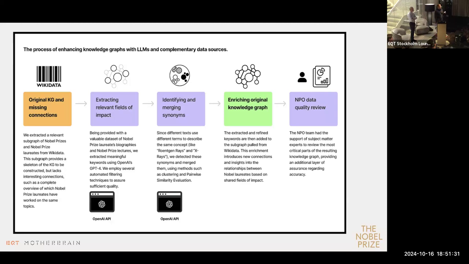And this is why we realized we want to identify these different words that describe the same concept, those synonyms. We want to identify them and merge them in a common keyword. And once we did that, we added those to the existing knowledge graph and passed that on to Nobel Prize Outreach for quality review, which is what Hans will elaborate more on in a bit. Let's get started with Wikidata.